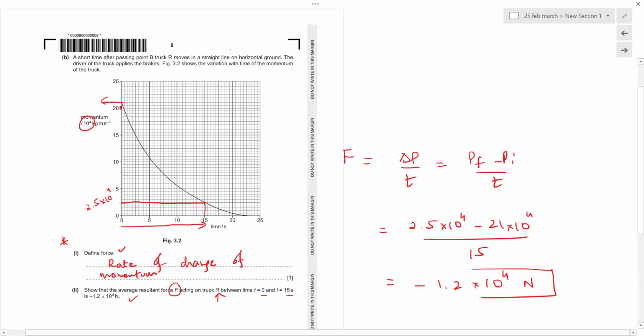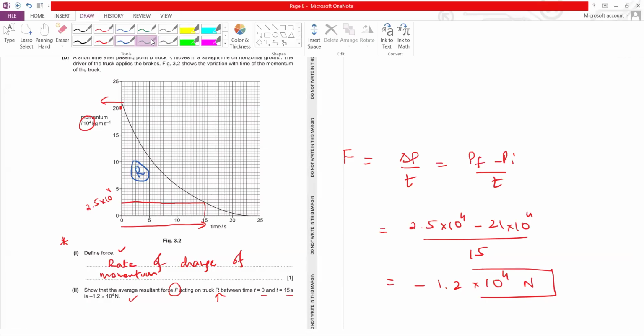Oh, okay. An identical truck S has the same initial momentum as truck R. The truck S experiences a constant force. So we have to state and explain whether truck S will take more, less, or the same amount of time. Okay, let's go back here. What we have here is another truck. This was truck R. Now we have truck S as well.